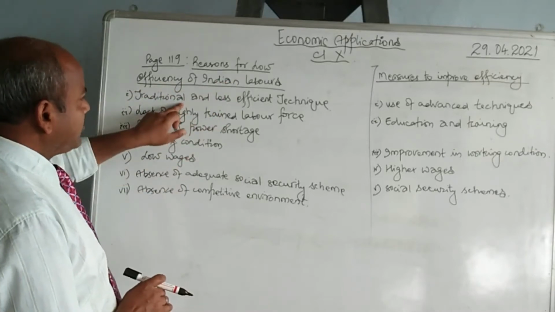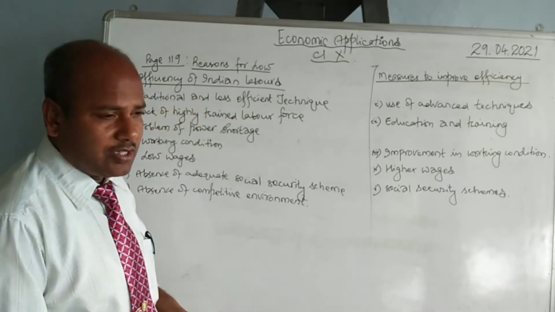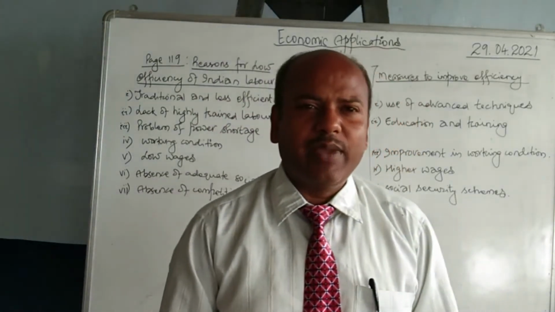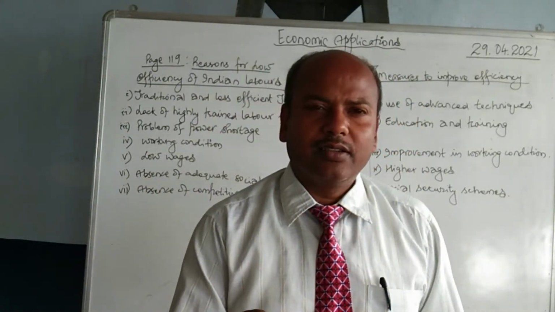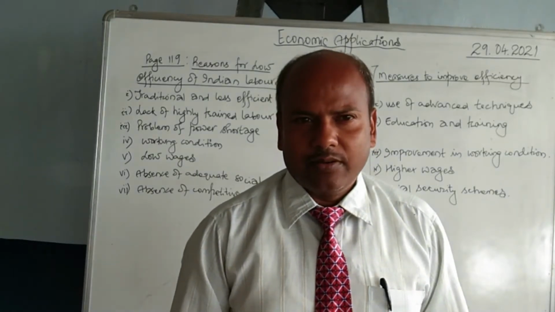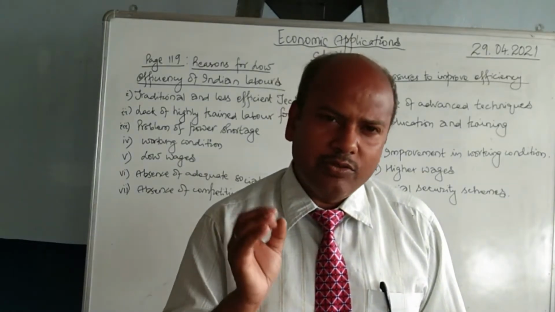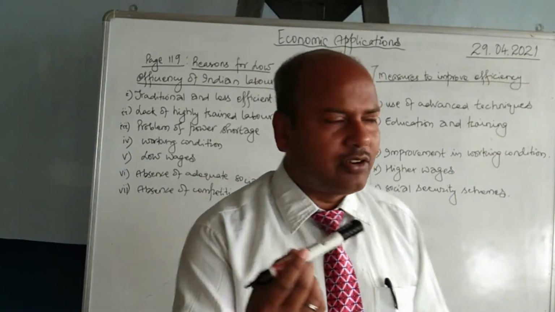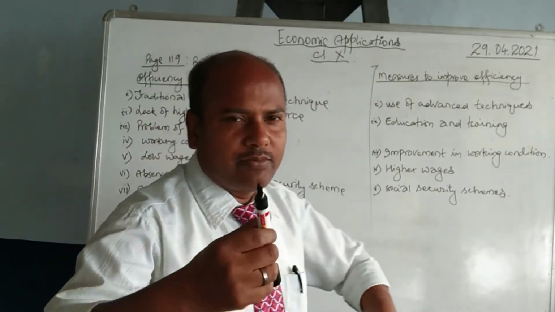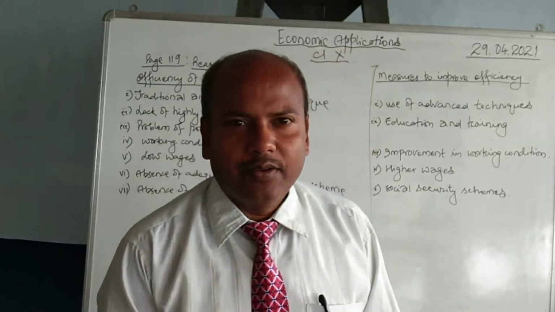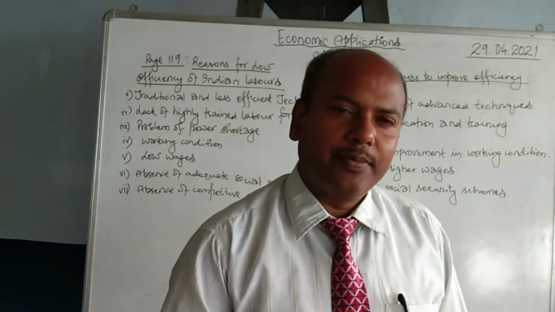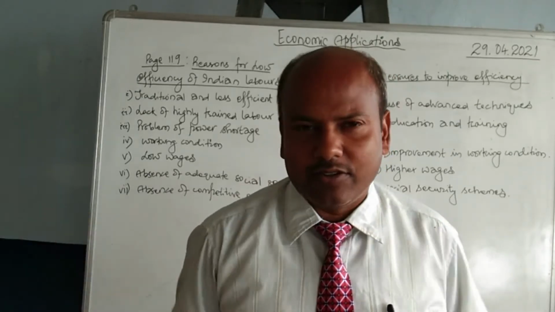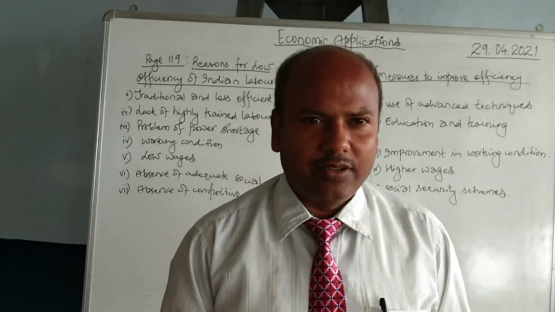The first is traditional and less efficient technique. What does it mean? Every productive mechanism requires some technology. We use technology everywhere. Like in this class also, I am using technology. There is a board and this marker. These all are technology. There is a stand. There is a camera. There is a mobile. These all are technology. We use technology everywhere these days.